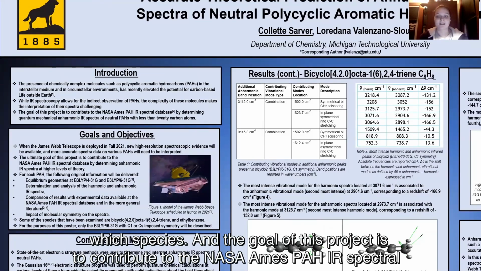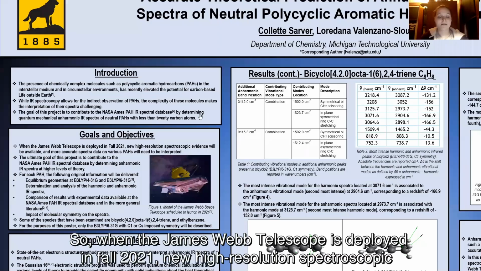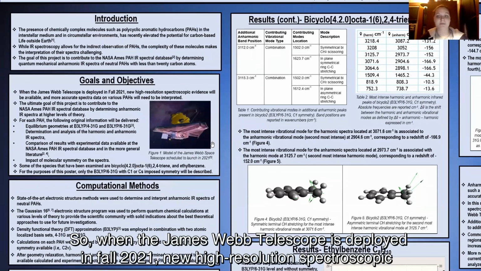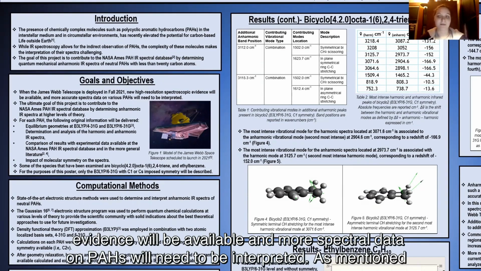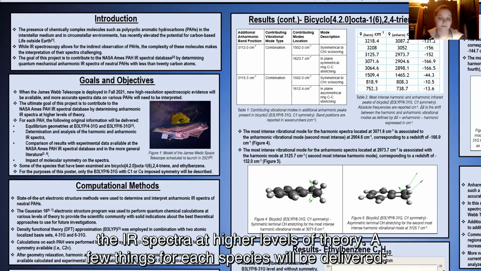And the goal of this project is to contribute to the NASA Ames PAH IR spectral database by determining the quantum mechanical and harmonic IR spectra of selected PAHs. So when the James Webb Telescope is deployed in fall 2021, new high-resolution spectroscopic evidence will be available, and more spectral data on PAHs will need to be interpreted. As mentioned earlier, the ultimate goal of this project is to contribute to the NASA database by determining the IR spectra at higher levels of theory.